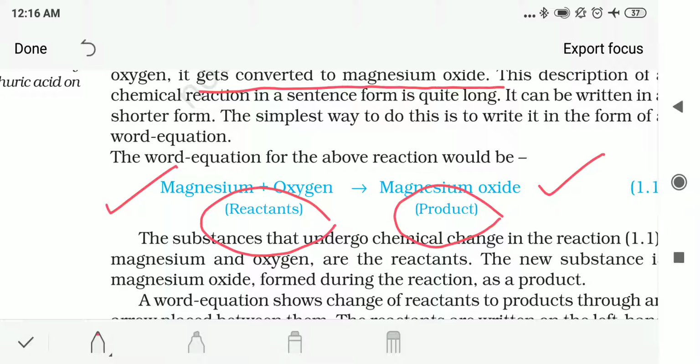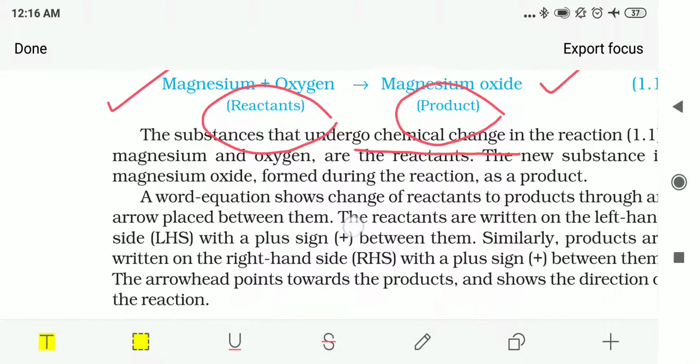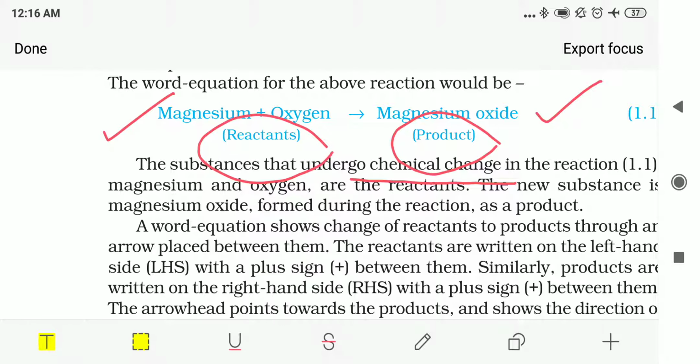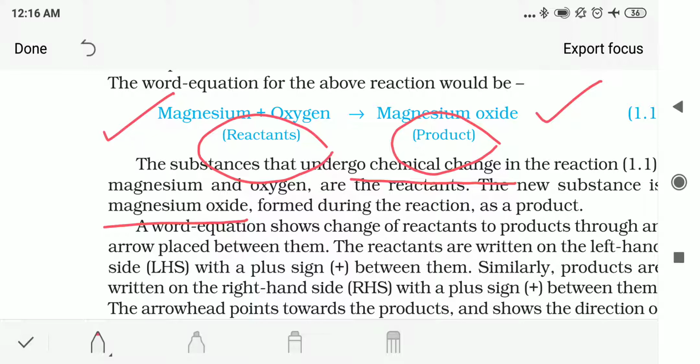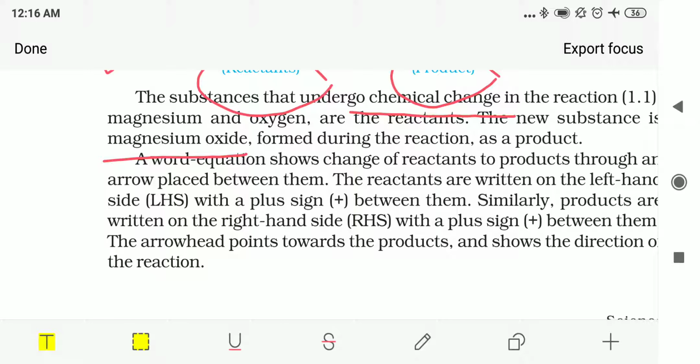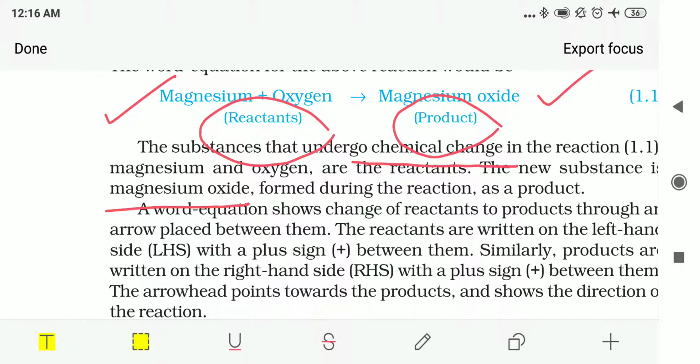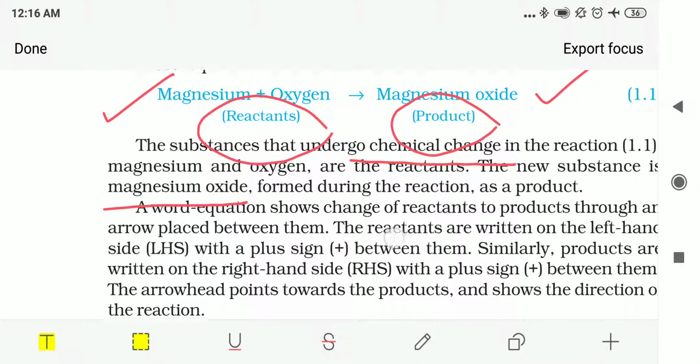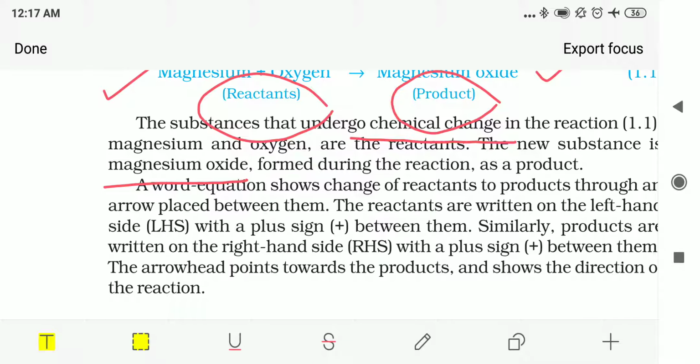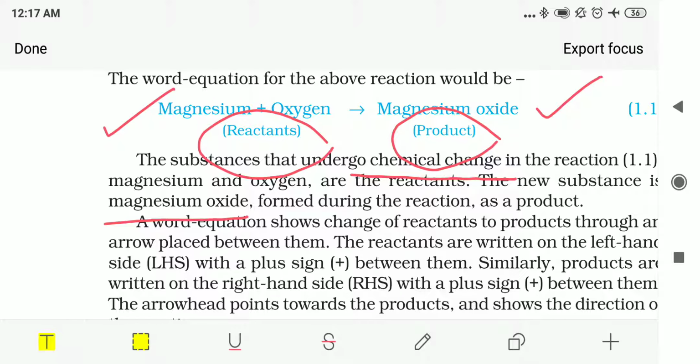So the substances that undergo chemical change in the reaction are the reactants. In activity 1.1, magnesium and oxygen are the reactants, and the new substance which is formed is magnesium oxide, formed during the reaction as a product. So a word equation shows the change of the reactants to the products. Here we can see the reactant is changed into the product through an arrow placed between them.